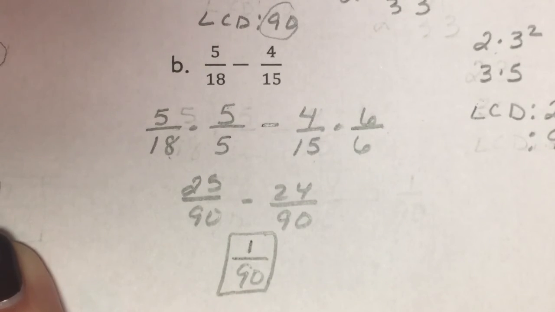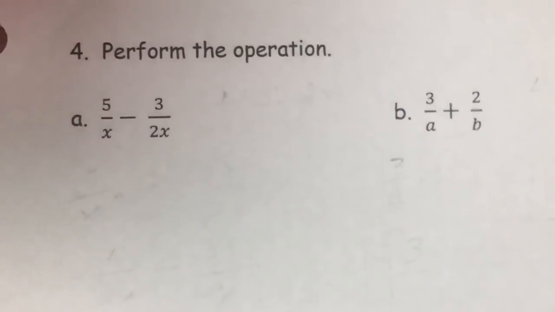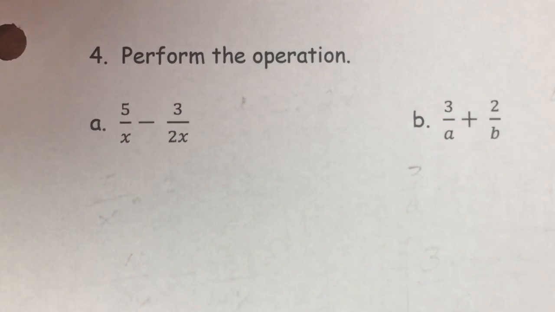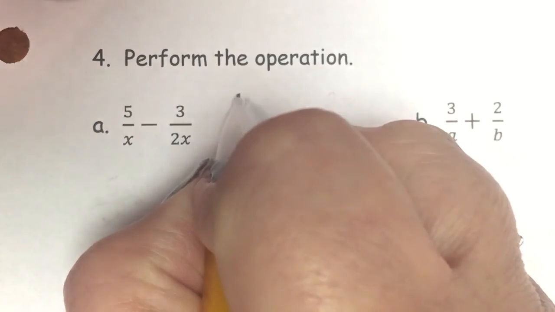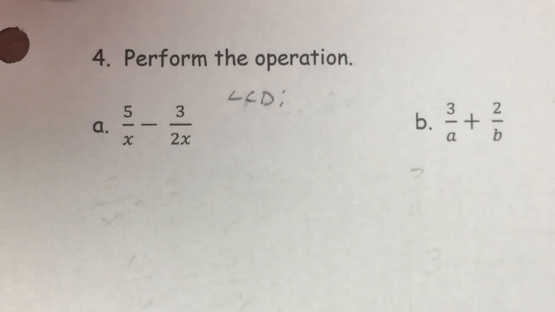All right. Hopefully that's going well so far. So far we've been doing arithmetic, no variables involved. So let's go on to our next page. Right up here, notice we have some variables. But actually, in this case, I think the variables are going to make it a little bit simpler for us. So if we look at A, we need to find the lowest common denominator. So what is the smallest expression that x and 2x divide into evenly?